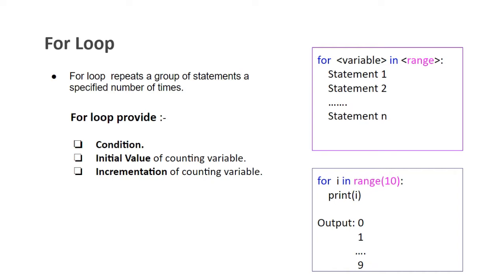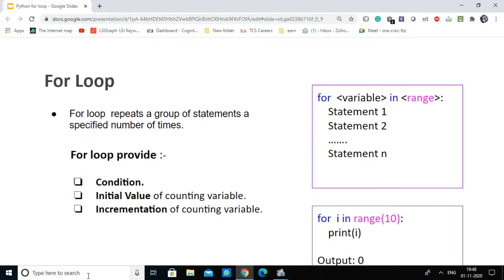Likewise it will go till 9, and when it is 9 it will again increment and go to 10. Now here I will check and it will see that we are out of range. So it will exit the loop, and the output for this program will be numbers from 0 to 9. Now take this up to IDLE.